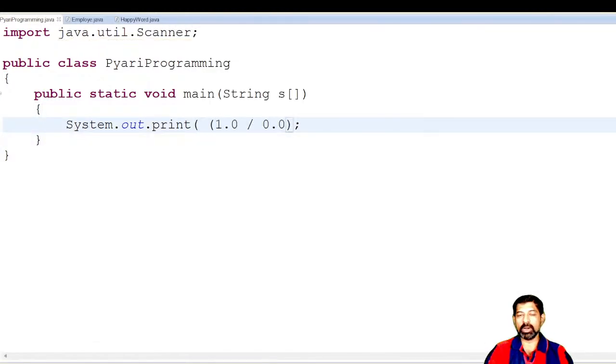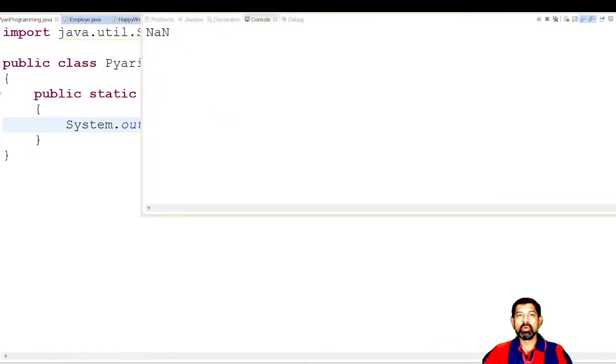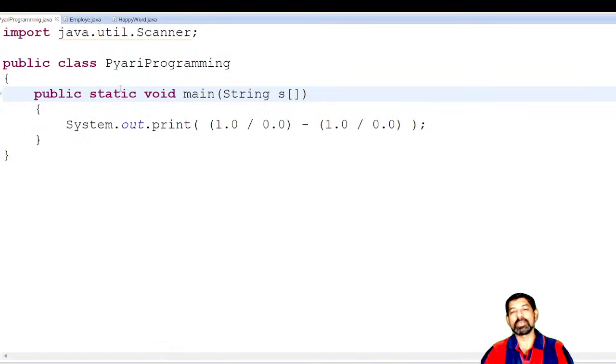Now here I am putting one more bracket over here because division is having higher priority, 1.0 divided by 0.0. Now I am giving one more bracket to make you clear. Bracket is not required because division is having higher priority than subtraction. Just to make you clear that this is an operation of infinite and this is an operation of infinite. Now when I am subtracting an infinite from infinite, we are not going to get a number. That's why the answer is not a number in this case.